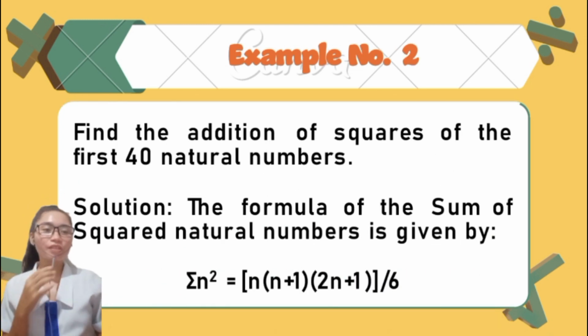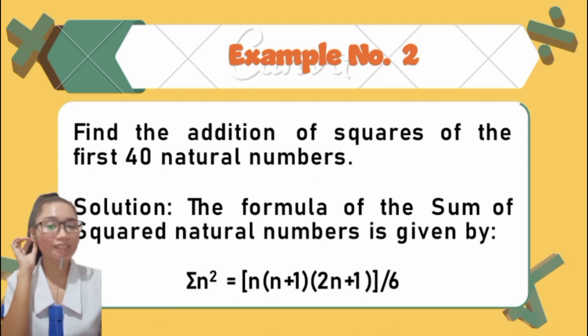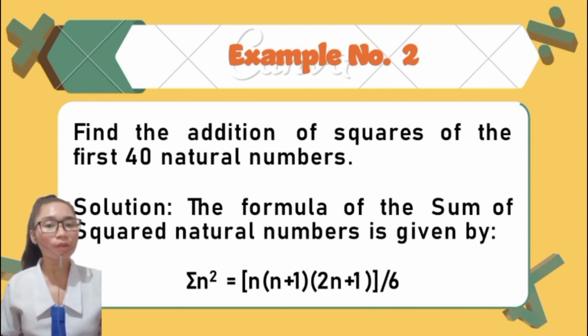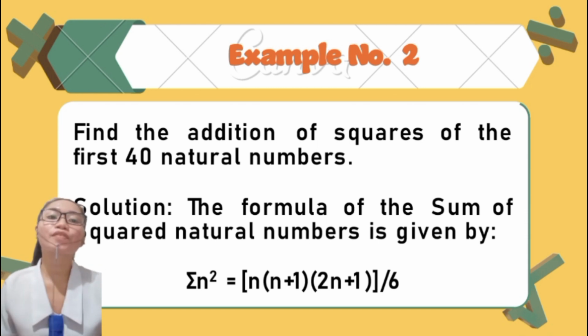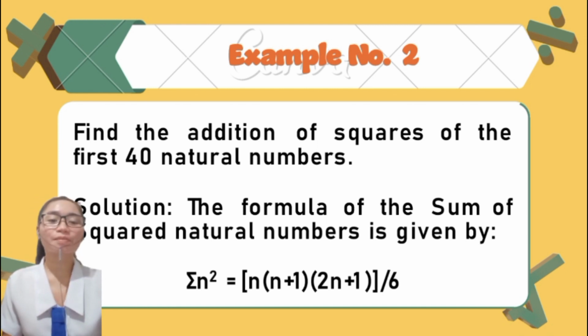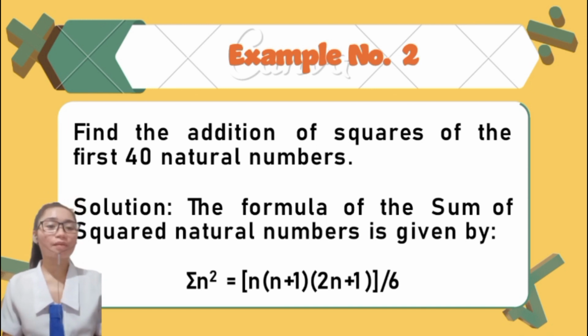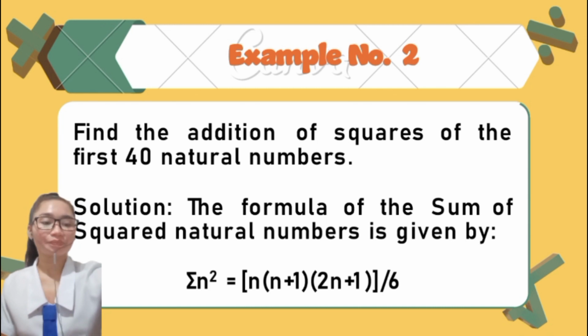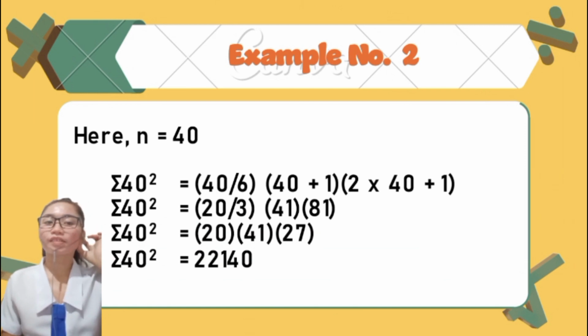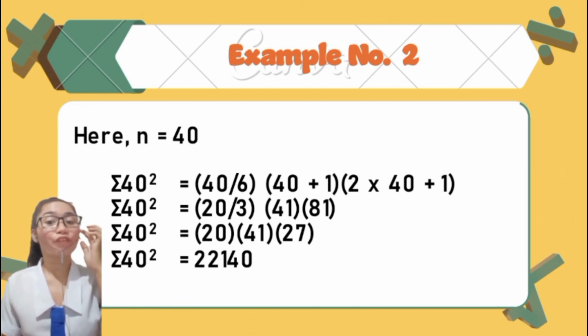Now let's proceed to example number 2. Find the sum of squares of the first 40 natural numbers. So in this problem, we will be using the third formula. Solution. The formula of the sum of squared natural numbers is given by the formula presented. So the summation of n squared is equal to the quantity n times n plus 1 times 2n plus 1 all over 6. So here n is equal to 40. So let's substitute it to the third formula.